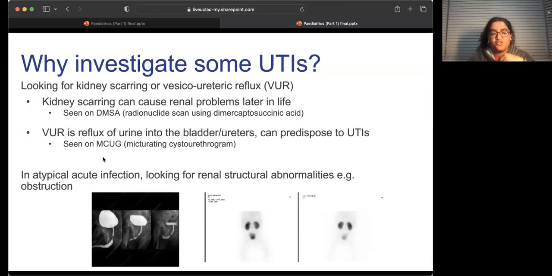And then MCUG is to look at the actual reflux. So that's seen on the left here, and you can see the urine traveling. Sometimes they have a catheter in, and then they will remove some urine to see the flow of urine. So that's really looking for obstructions. But most likely they won't do that. And you can just see if there is an obstruction or not in the filling and the voiding and stuff. So yeah, that's really important.